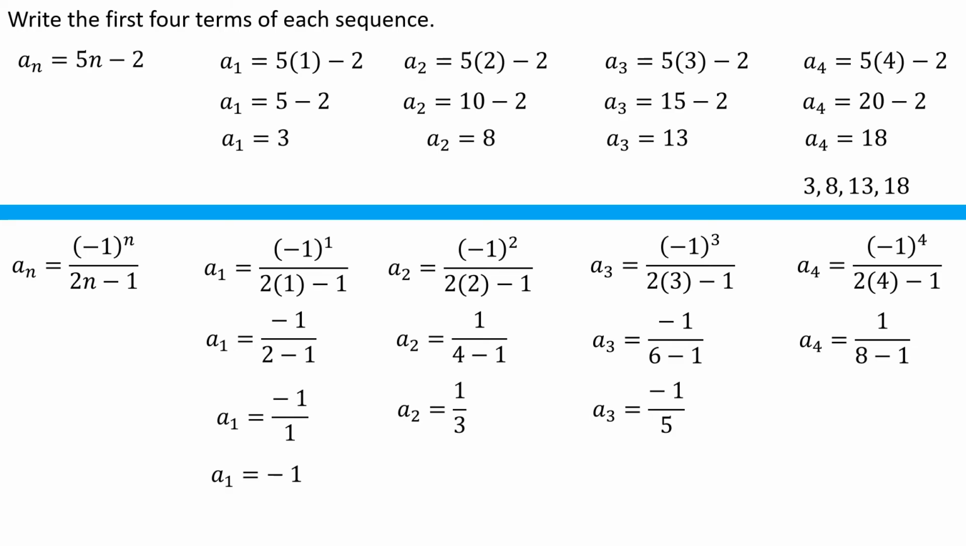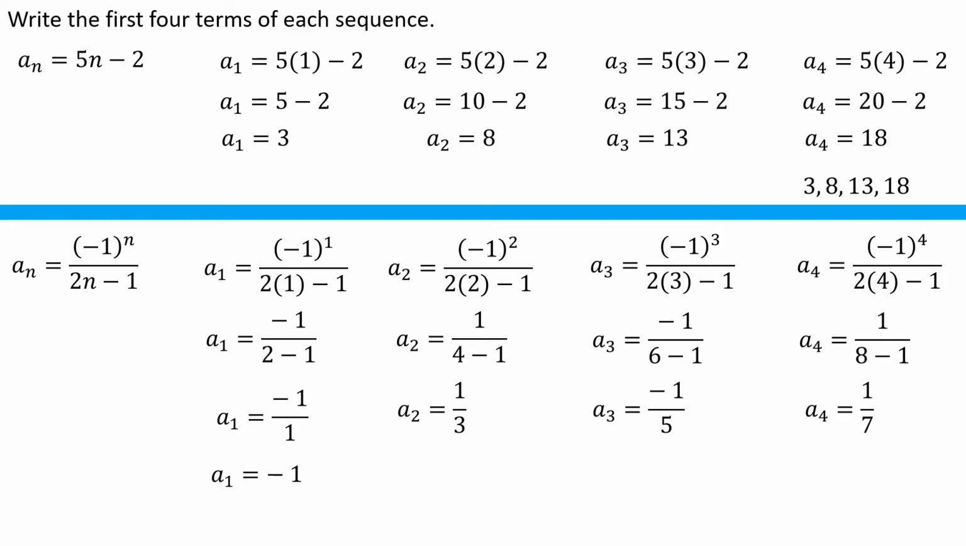Be very careful if you try to use a calculator, because if you ask for -1 to the 4th power and you do not put the -1 inside parentheses, it's going to do 1 to the 4th power and then stick a negative in front. So be very careful if you want to use a calculator for those. And 8 minus 1 is 7.